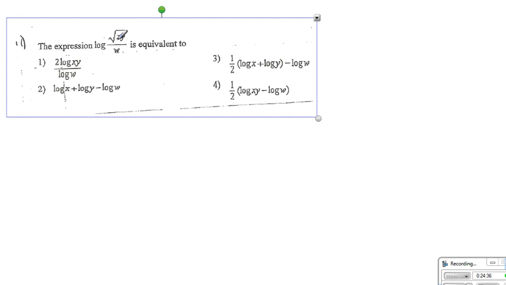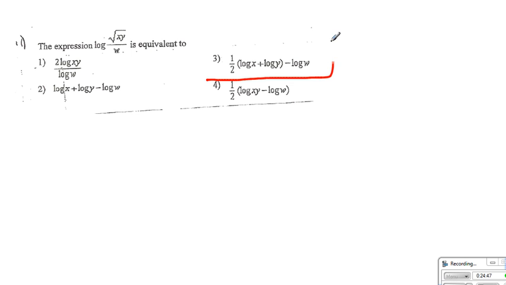Now once again, notice that the square root is applying to x and y. Which one has 1/2 being applied to x and y? Which is, in fact, this one. That would be our answer. Subtraction implies the division, as you can see.